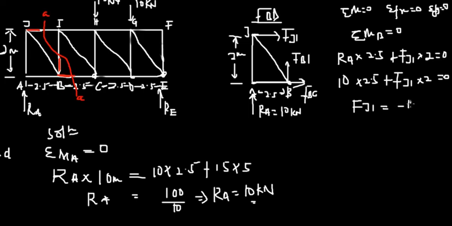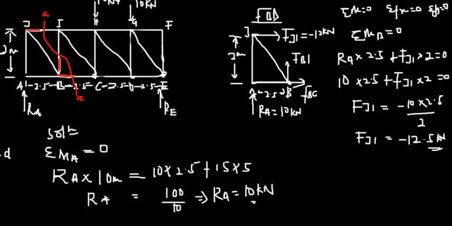And then once you make FJI the subject, you end up at minus 10 multiplying 2.5, okay, and then you divide that by 2, okay, so we end up with FJI equal to minus 12.5 kilonewtons, okay. So now we have FJI as minus 12.5 kilonewtons. The reason why this is negative 12.5 kilonewtons is because of the direction, okay. So it means that this direction has to be opposite, okay. Now let's proceed.